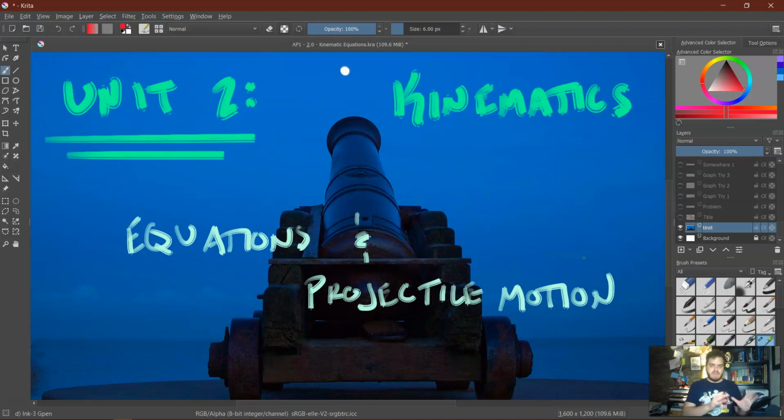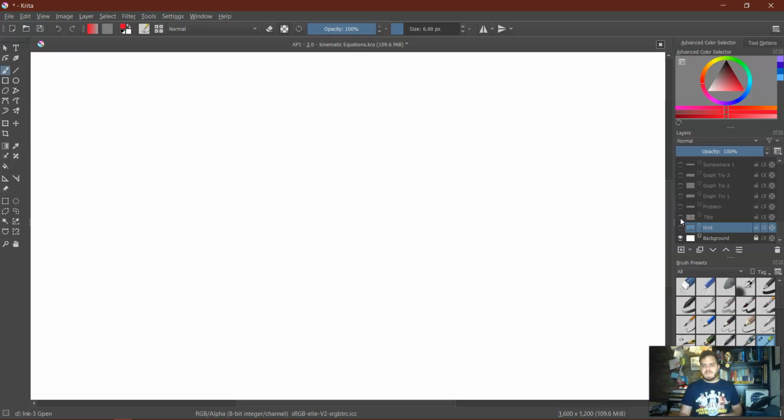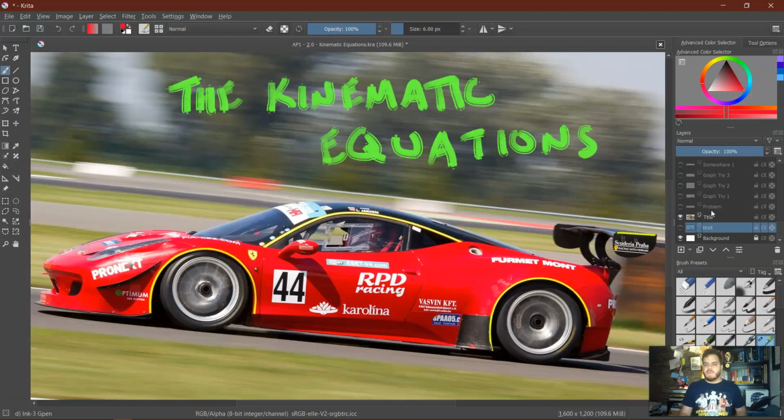Now previously, we were focusing entirely on graphing, but this next unit is going to be focused on the kinematic equations, and specifically projectile motion, which will get into two-dimensional kinematics. Today's lesson, though, is going to be focused specifically on the kinematic equations.